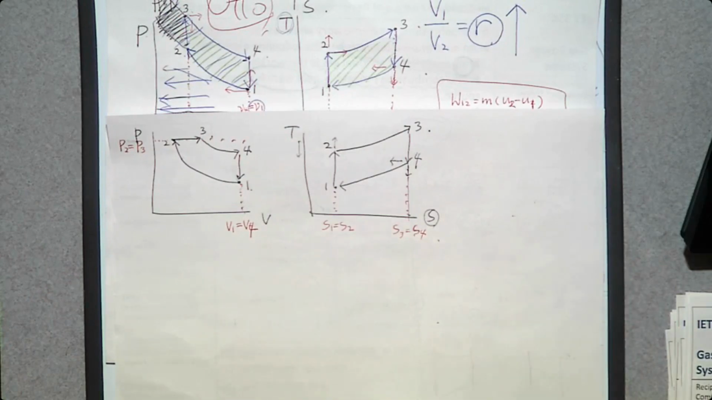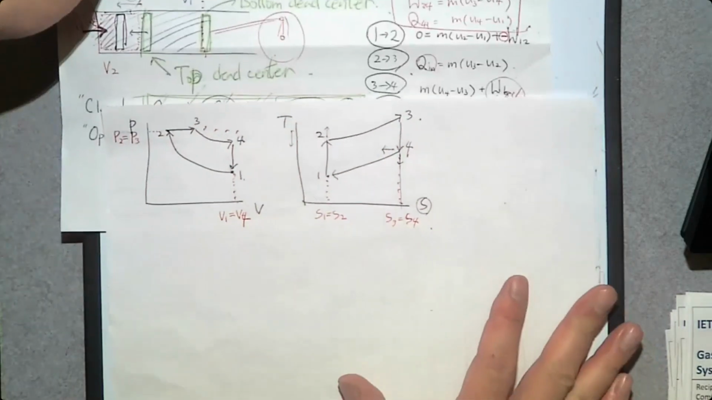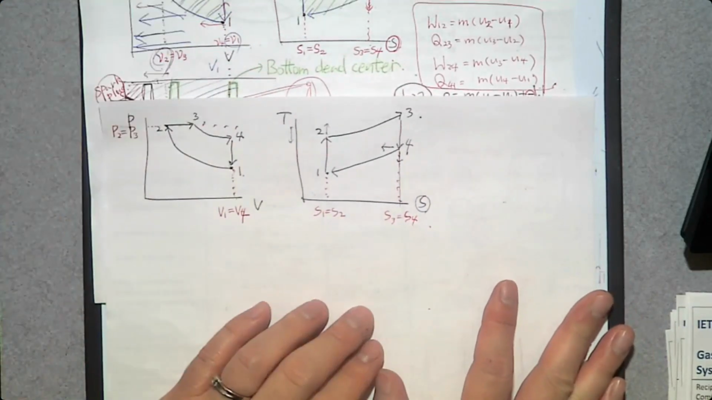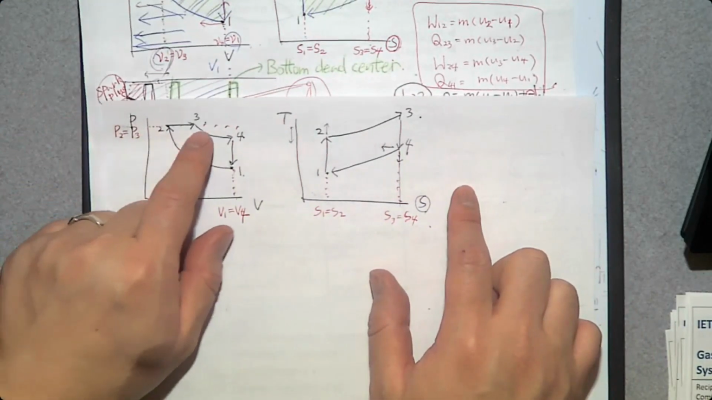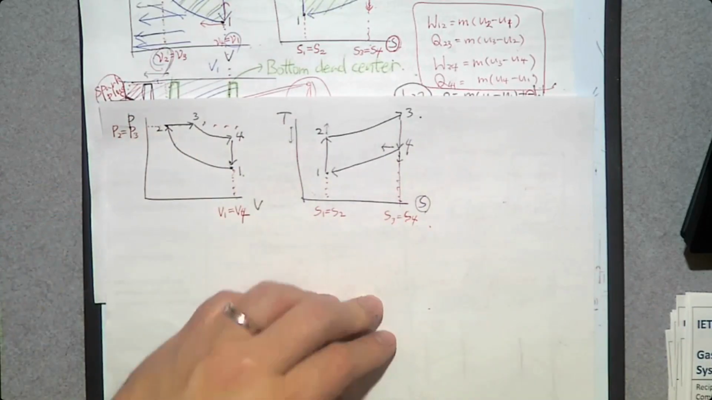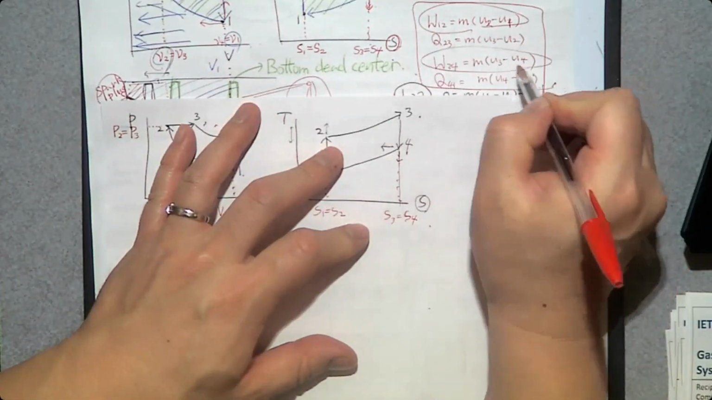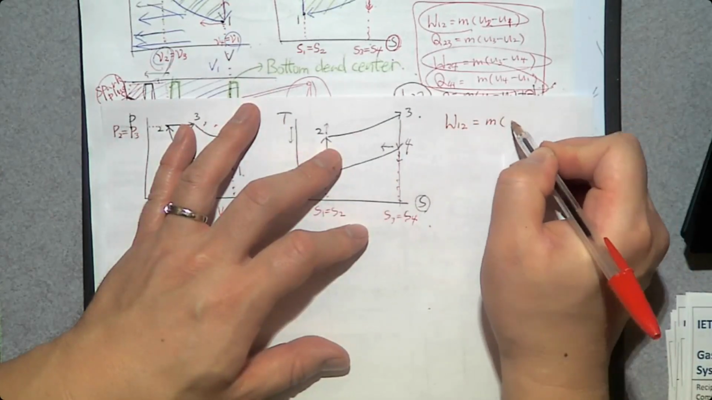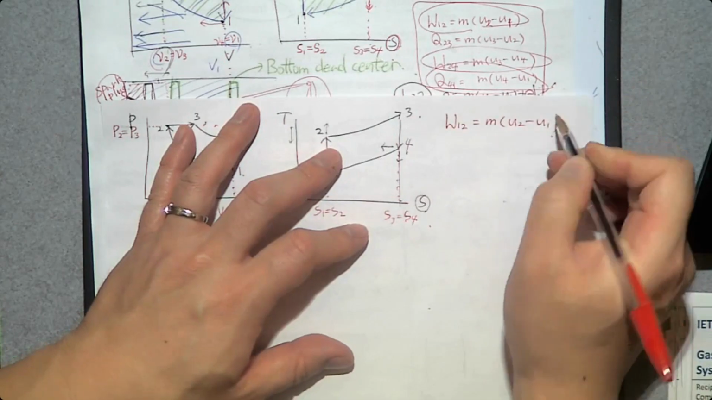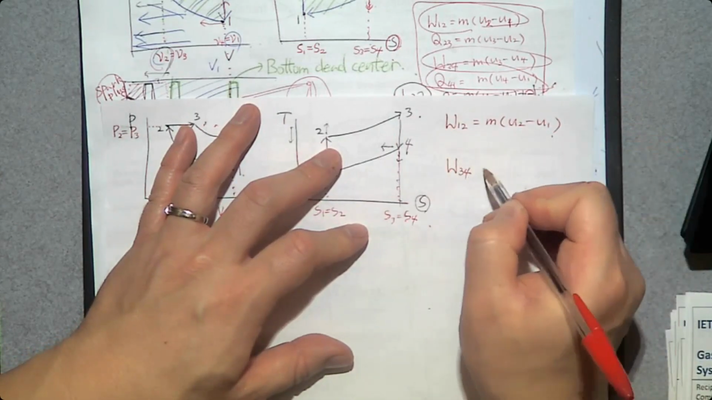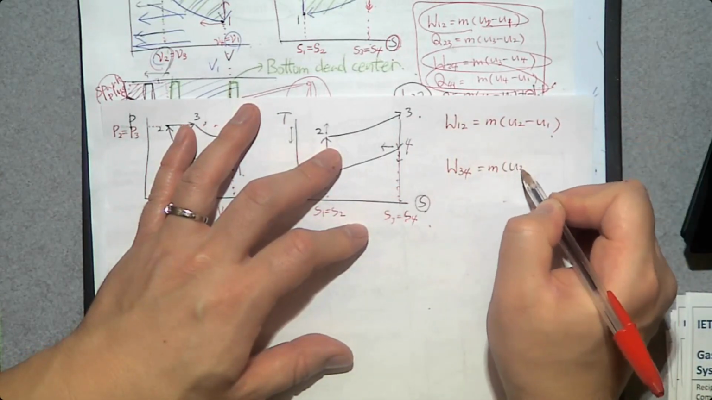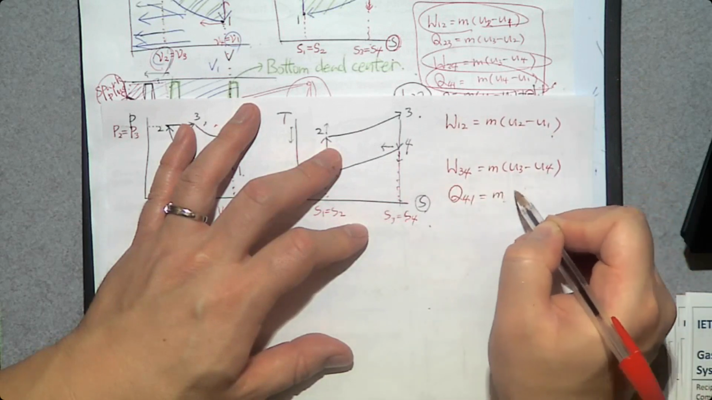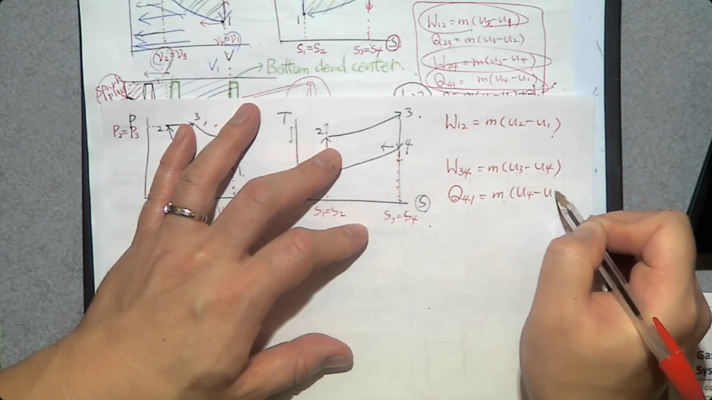And what about the energy balance equation? The energy balance equation is going to be the same for all of them except 2 to 3. So let me repeat. W12 is mass times U2 minus U1. W34 is mass times U3 minus U4. Q41 is mass times U4 minus U1.